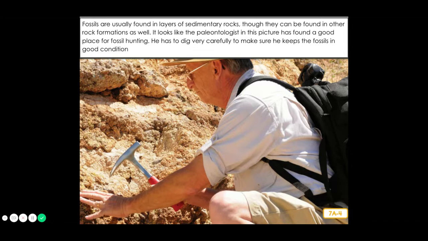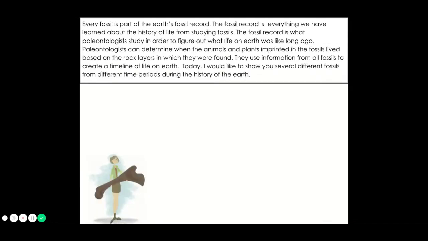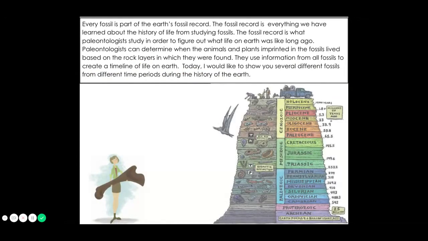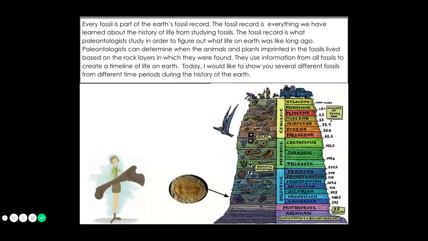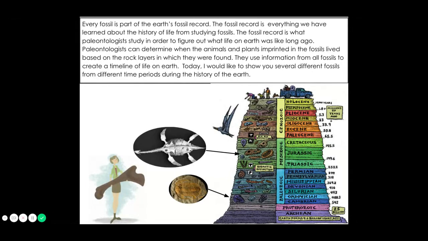It looks like the paleontologist in this picture has found a good place for fossil hunting. He has to dig very carefully to make sure he keeps the fossils in good condition. Every fossil is part of the Earth's fossil record. The fossil record is everything we have learned about the history of life from studying fossils. The fossil record is what a paleontologist studies in order to figure out what life on Earth was like long ago. Paleontologists can determine when the animals and plants imprinted in fossils lived based on the rock layers in which they were found. They use information from all fossils to create a timeline of life on Earth.